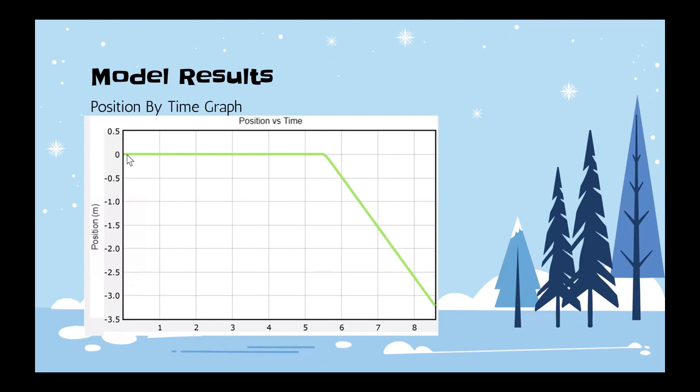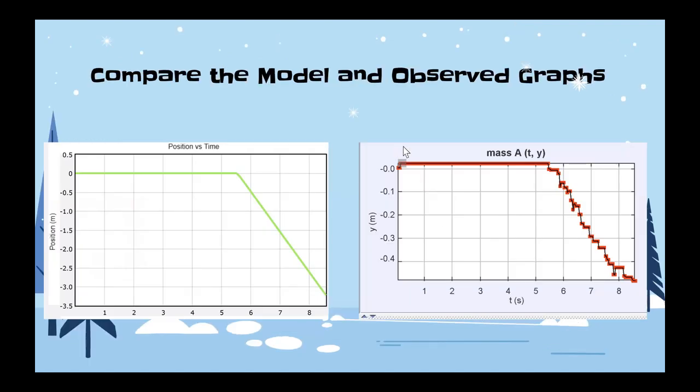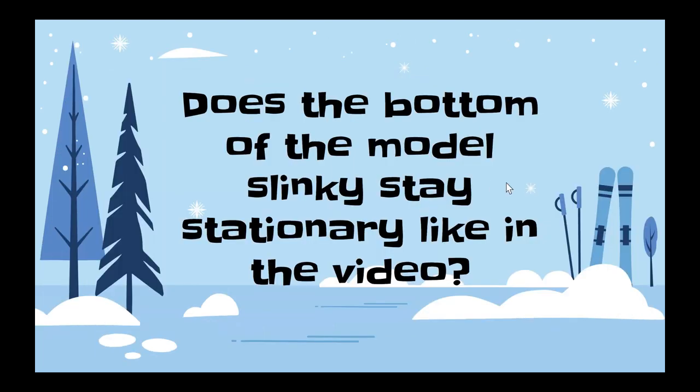And as we can see, it has the constant force, which is similar to how my predicted one looked. If we compare the two, this one obviously isn't as constant because of the way I tracked the center of mass, but you get the idea. It's pretty close. So the main question: does the bottom of the model slinky stay stationary like in the video?